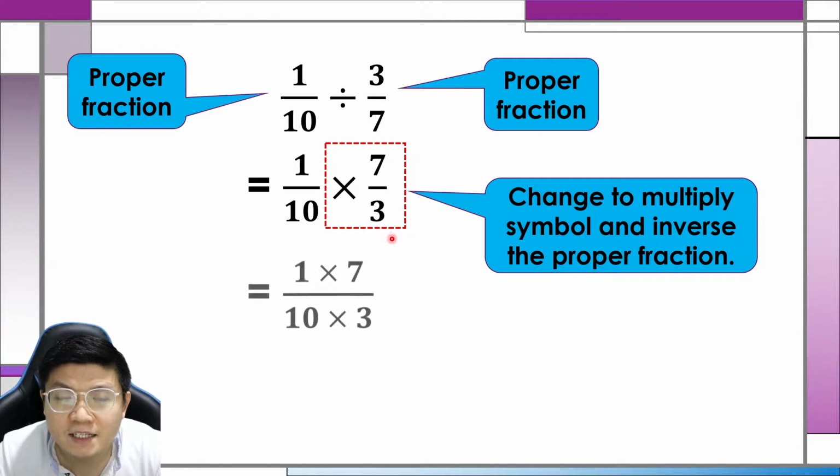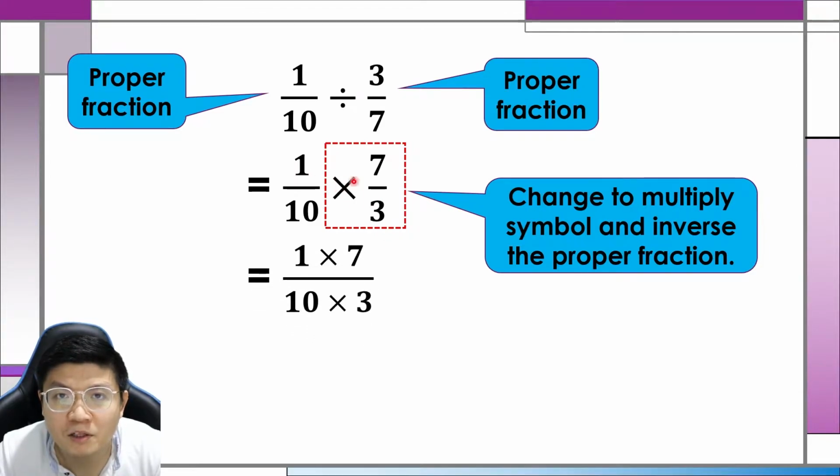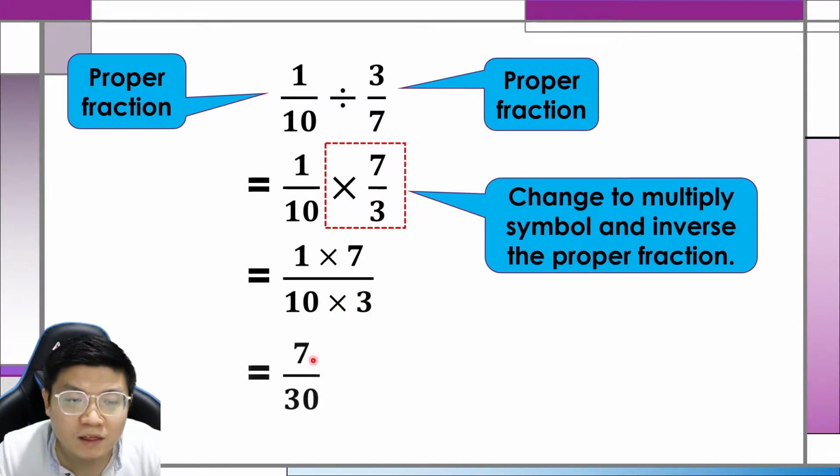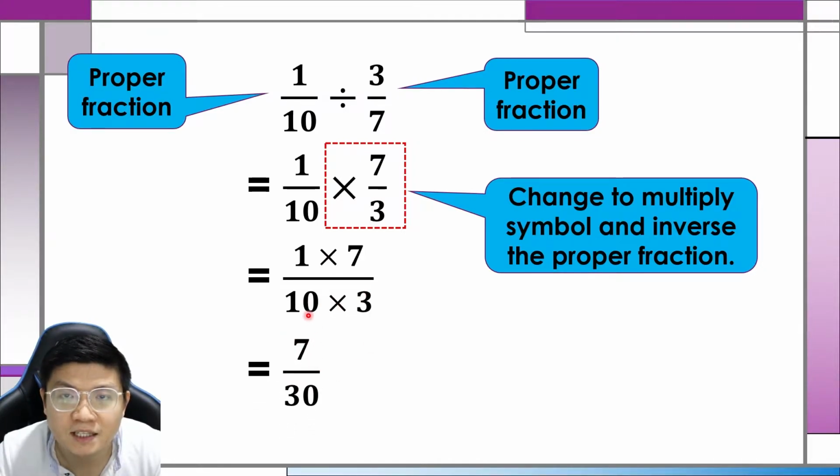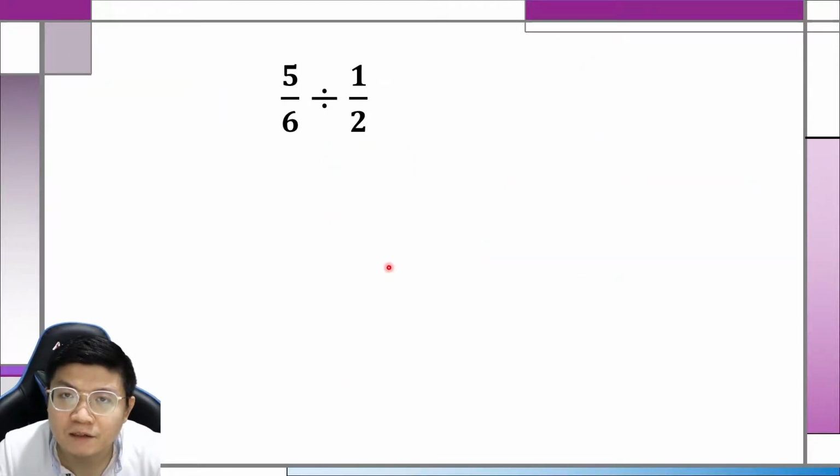Right. The next step, numerator will multiply with numerator and denominator multiply by denominator. Therefore, 1 times 7 over 10 times 3. Now, 1 times 7, which is 7, 10 times 3, which is 30. Next example, 5 over 6 divided by 1 over 2.